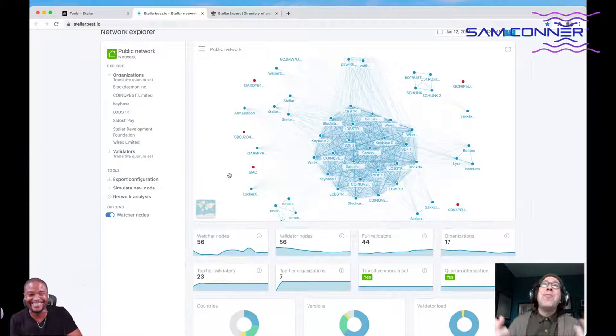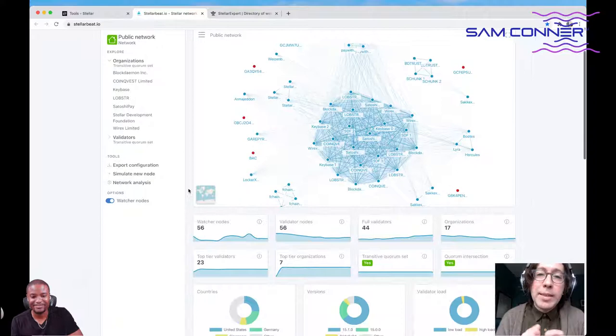Even the tools we're looking at, these tools exist with or without SDF. So not only will the network itself sustain, but all the tools that give you access to it will be there too. This is actually a great example, the most literal example that I can give you about how the network does not rely on SDF.